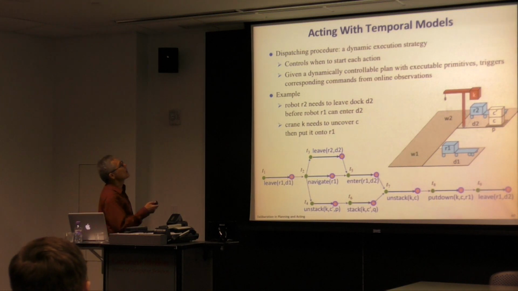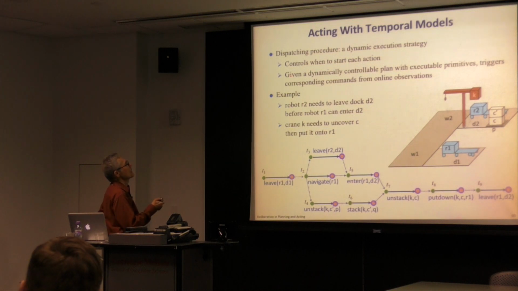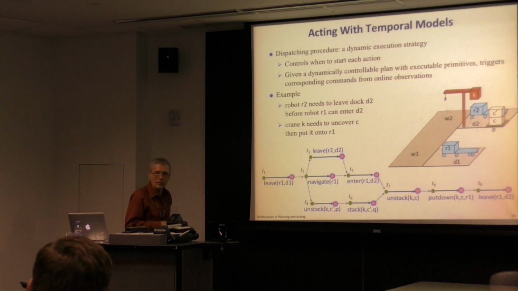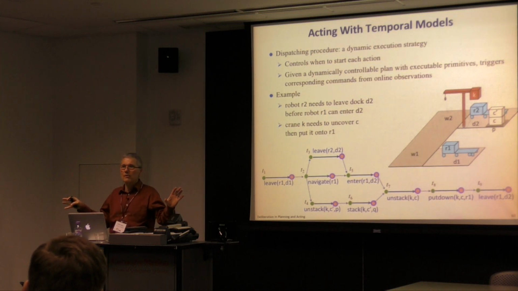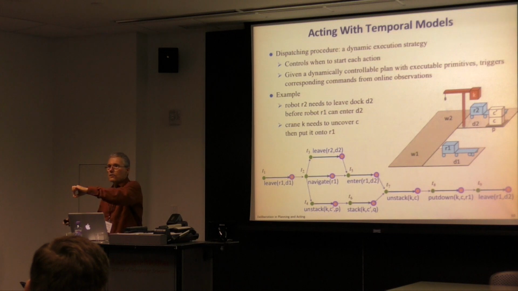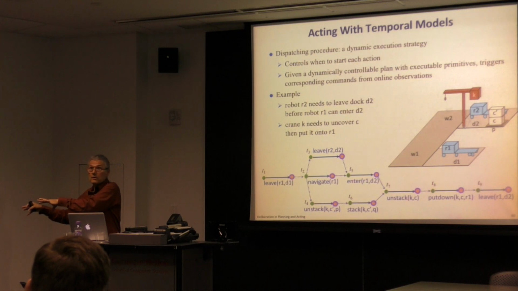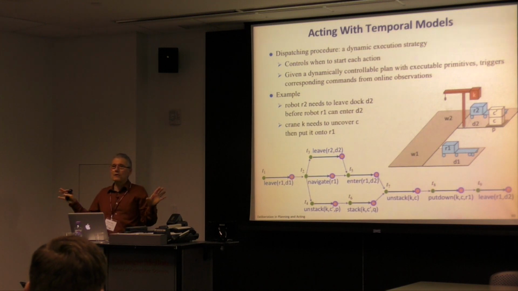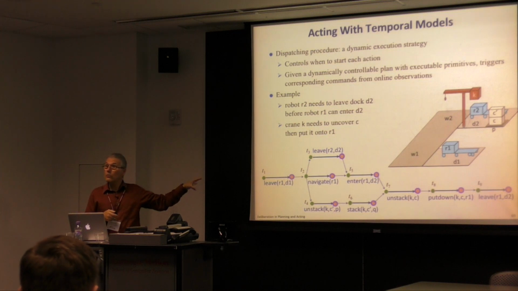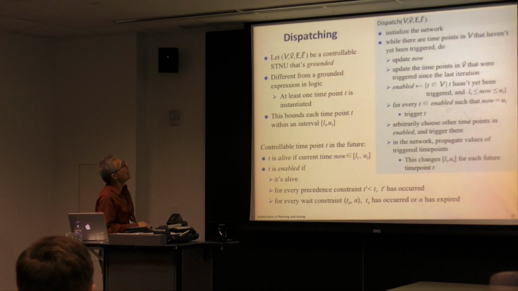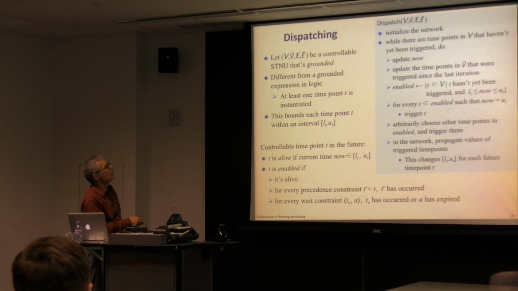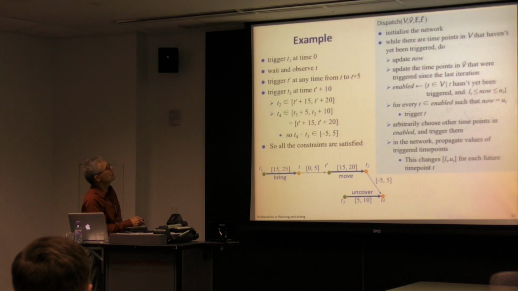All right? So the dynamic execution strategy controls when to start each action and triggers it. And I have an involved example here. I think I am going to skip it, however, because it's the same idea that I went through before of choosing the starting times for the actions so as to get the constraints to be satisfied. Okay? It'll just take a lot more time, and it won't illustrate anything new. It's just the same thing at a lower level. All right? So the dispatching procedure, there it is if you want it. I will skip that as well.